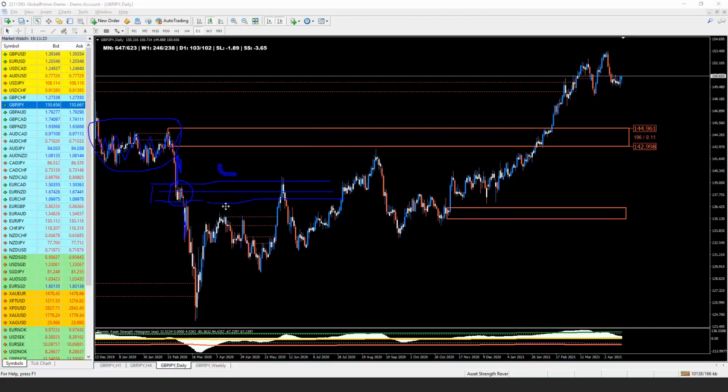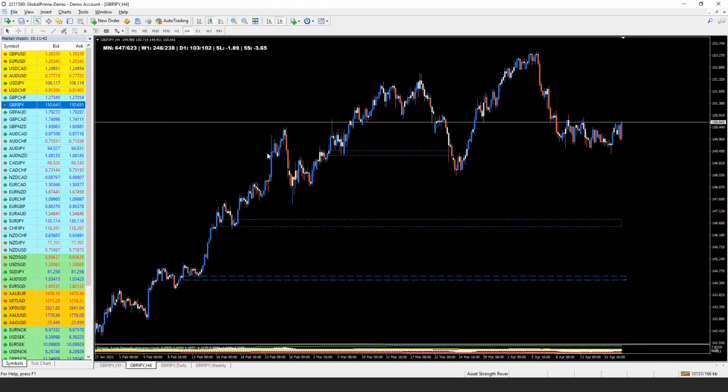We wait for price to move into this area of supply, which it did here. Then you wait for it to tell you that it is going to turn around. And you don't know if it's going to turn around or not. So what you're looking for is clues on the smaller time frame. So if we go to a smaller time frame, the 4-hour chart, we'll find the same pattern.